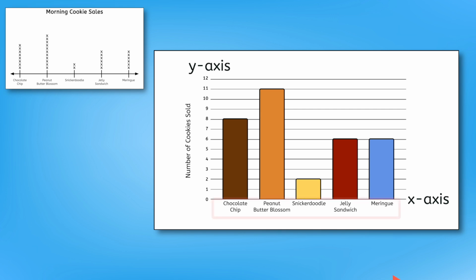What do you think would be a good label for the x-axis? Probably something like type of cookie. Finally, all graphs need a title so people know what it's about, so we can match our line plot data and call it morning cookie sales. Let's figure out what these graphs can tell us about our bake sale data.